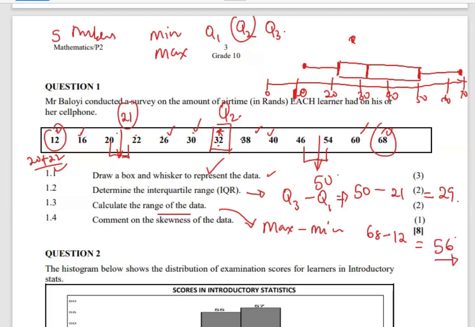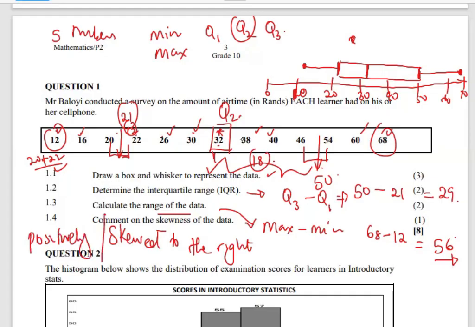Next, they want us to comment on the skewness. You can see that from 32 to 50, we have about 18 data pieces in between, and from 21 to 32, that's about 12 pieces. So we have more data to the right, and we're going to say that it is skewed to the right. Some people prefer to say positively skewed. Positively skewed or skewed to the right will just do the job.